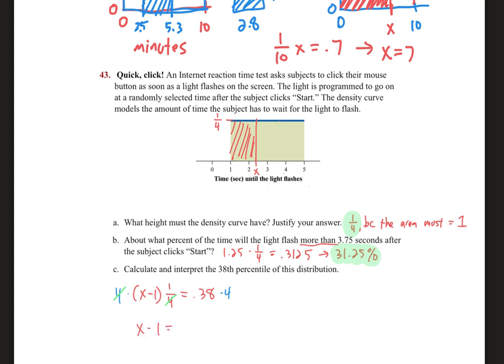That'll cancel out the 4's on the left. Okay, 0.38 times 4 is 1.52. And then add 1 to both sides, and you get 2.52. Okay, so that makes sense. That looks like that's actually kind of where we estimated here, 2.52, and then that's about 38%, that area to the left.